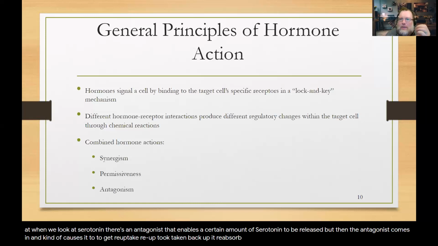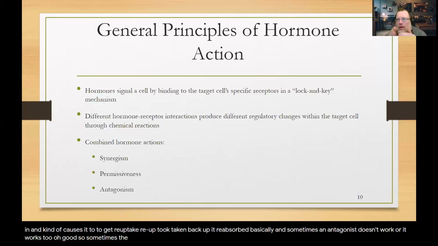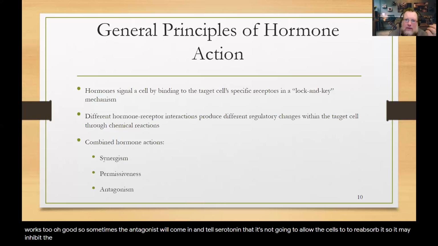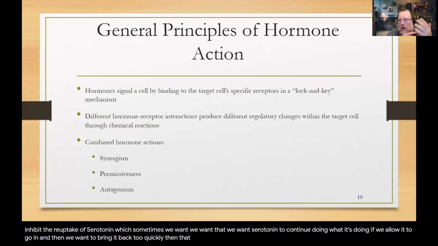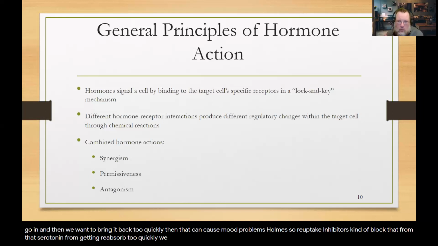reabsorbed basically. And sometimes an antagonist doesn't work, or it works too good. So sometimes the antagonist will come in and tell serotonin that it's not going to allow the cells to reabsorb it. So it may inhibit the reuptake of serotonin, which sometimes we want. We want serotonin to continue doing what it's doing. If we allow it to go in and then we want to bring it back too quickly, then that can cause mood problems. So reuptake inhibitors kind of block that serotonin from getting reabsorbed too quickly. We want it to go run its full course. So anyway, the inhibitor chemical might be a problem, the antagonist.